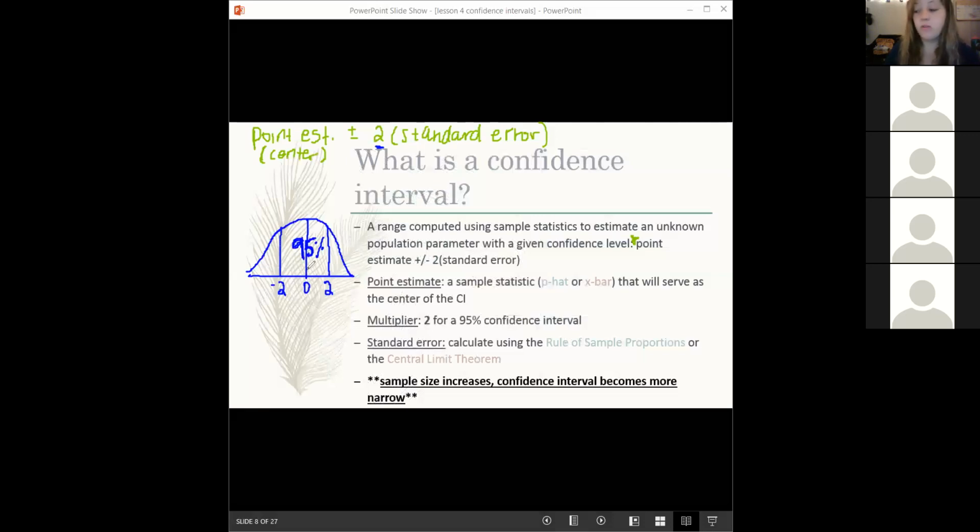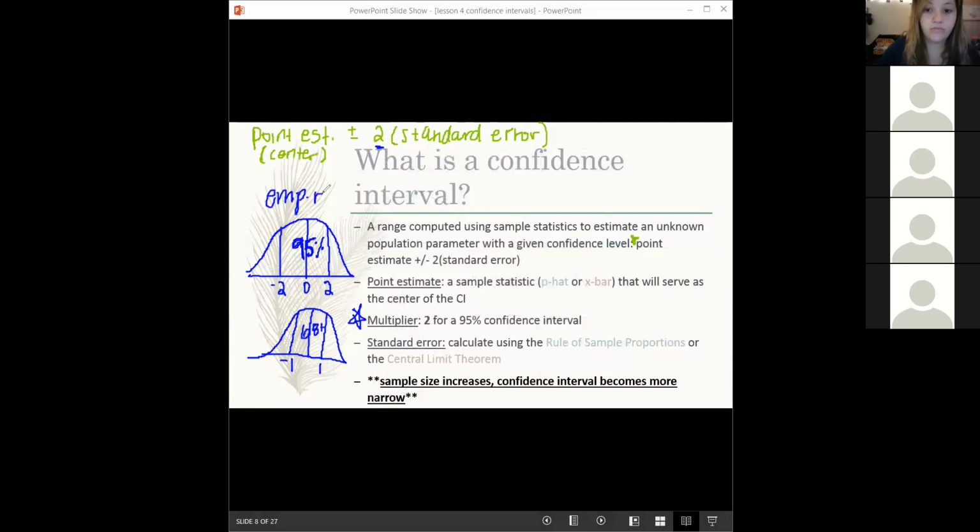And also keep in mind our multiplier isn't always going to be 2. It's 2 for a 95% confidence interval. For example, you probably wouldn't ever do this because it's not a high confidence level, but if I was trying to find a 68% confidence level, my multiplier would technically be 1, so you wouldn't really need it there. That's going to be 68% of our data, and this is all coming from the empirical rule.